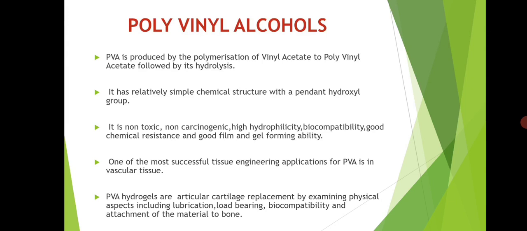One of the most successful tissue engineering applications of PVA is in vascular tissue. PVA hydrogels are used for articular cartilage replacement, by examining physical aspects including lubrication, load bearing, biocompatibility, and attachment of the material to bone.